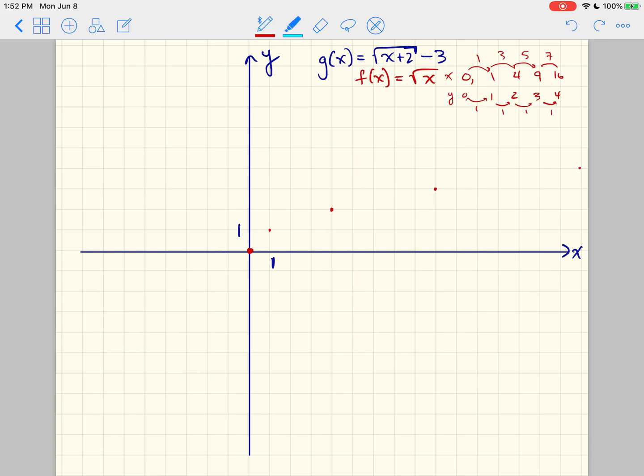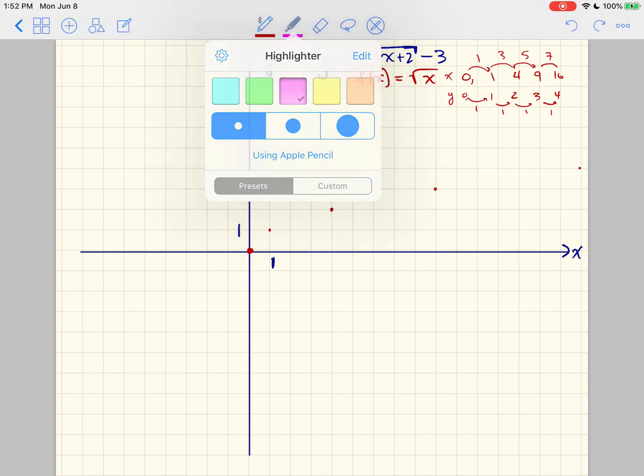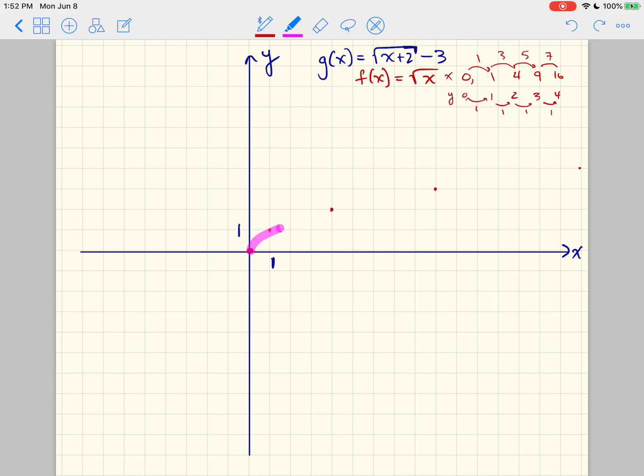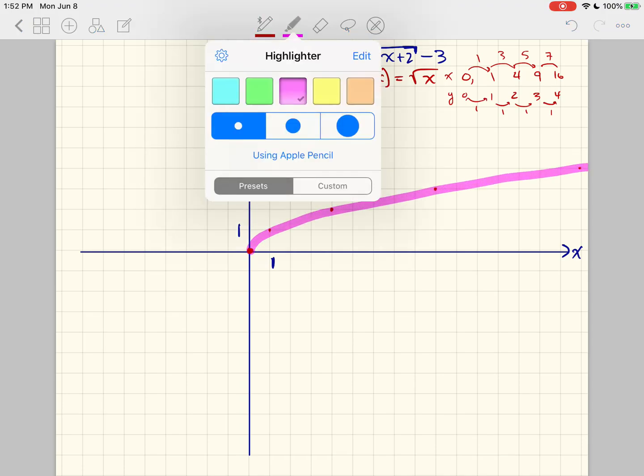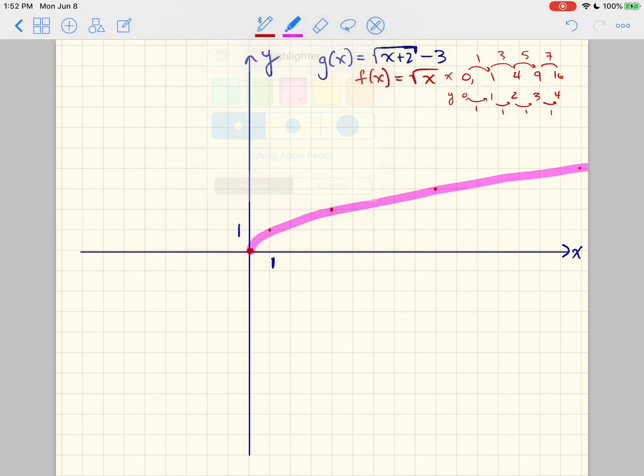So this is my parent function right here, and I probably should have done it in highlighter so that it's a little bit lighter here. I don't know that that's better. Let's stick with the pencil. Okay. So there's my parent function.